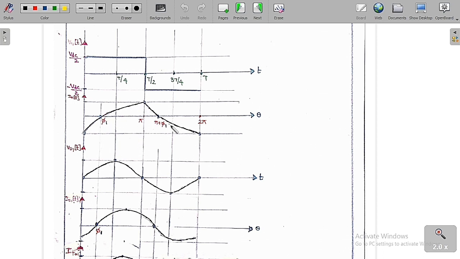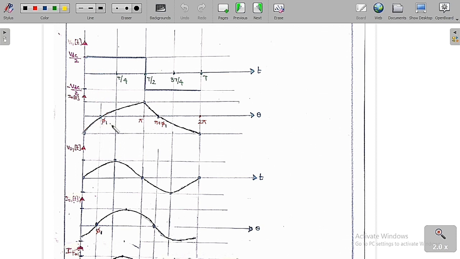So this is phi 1, this is phi plus phi 1, and this is 2 pi. So this is the nature of the output current. Because the current should lag, as it is exponential, it should also lag. Like this you are going to get. Here T by 4 is nothing but 90 degrees. So now from this you can see clearly from 0 to phi 1.